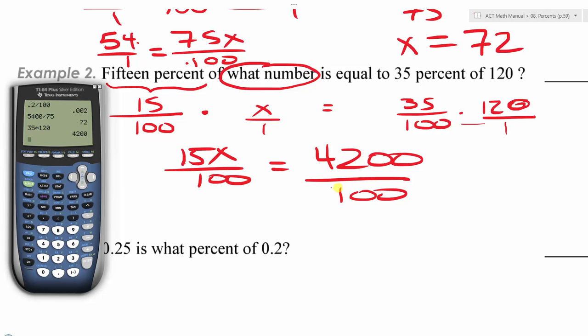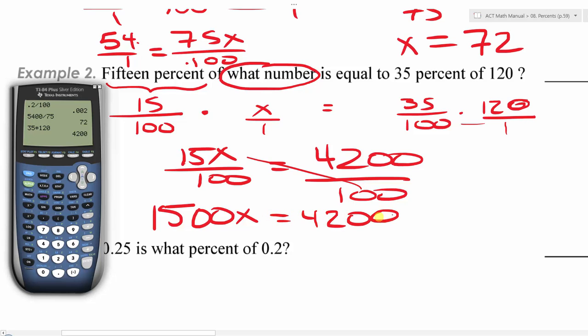So as of right now, what can we do? We can cross multiply. Yes, you could cancel these hundreds or you could reduce these zeros. Again, a lot of different things you can do. I'm just going to cross multiply. I think that's the most straightforward way to go. So this is 1500x, those two equals 42. And then the 2 zeros here and the 2 zeros here. Of course, I could use my calculator for that as well.